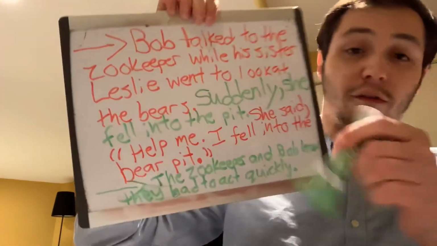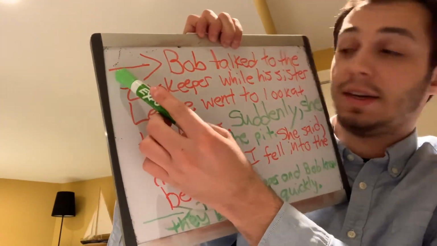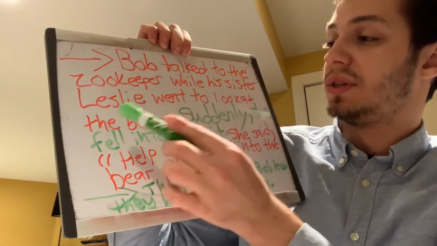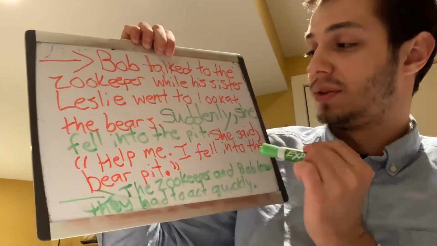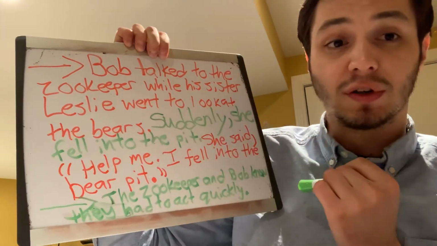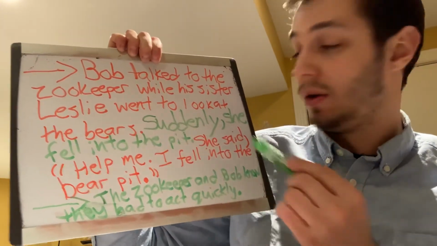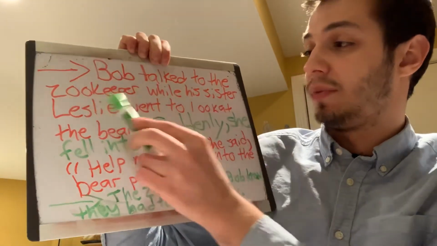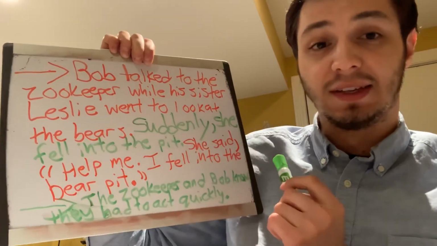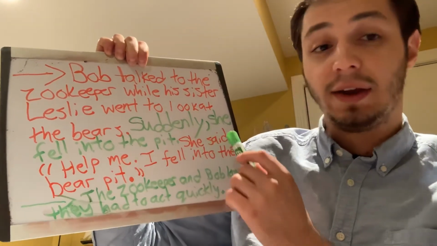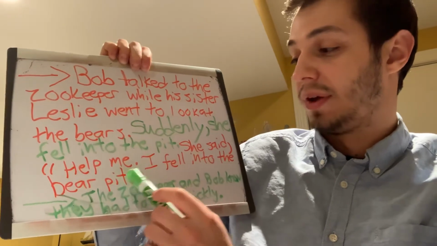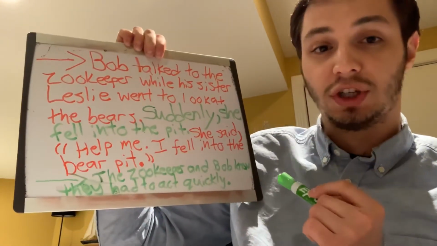So now, let me show you. We have our first paragraph, which I indented. We wrote, Bob talked to the zookeeper while his sister Leslie went to look at the bears. Suddenly, which is our first word or part that tells when, she fell into the pit. Once again, I used the word she to replace Leslie. My next sentence then said, she said, I needed my comma, quotation marks, Help me, I fell into the bear pit, period, ending quotation mark.